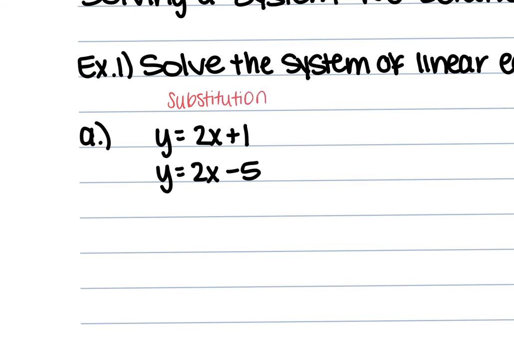Okay, if we use substitution, we can make either one our substitution. I'm going to make the top one my substitution. So now I'm going to take this 2x plus 1, and I'm going to substitute it in for the y in the second equation, okay? So wherever I see y in the second equation, instead I'm going to put 2x plus 1. So I'm going to put 2x plus 1 equals 2x minus 5.